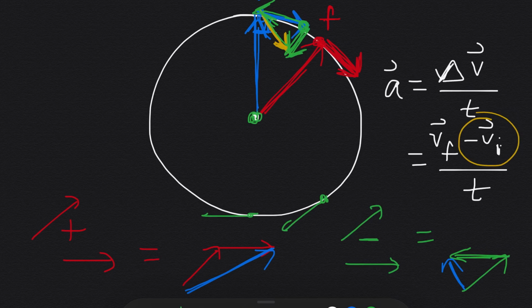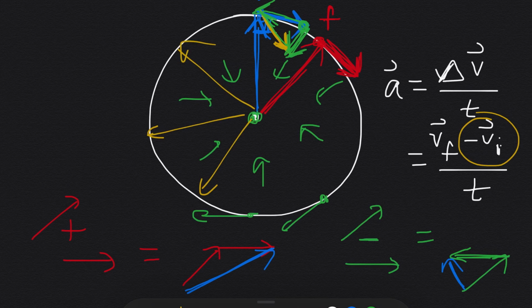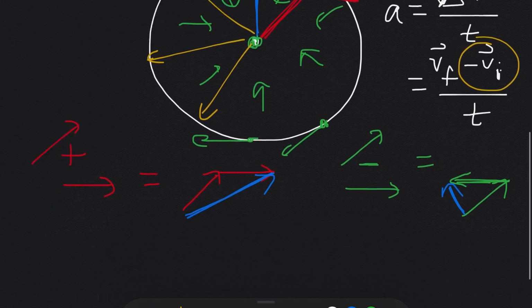Now, you can actually test this out yourself. If you draw arrows for velocity anywhere and subtract them, they'll always point towards the center, and they'll always have the same size. So the magnitude of acceleration does not change. But the direction does. The direction always points towards the center. All right? So velocity's direction was tangential, and acceleration's direction was into the circle. Position was actually pointing outward, in the opposite direction of acceleration.